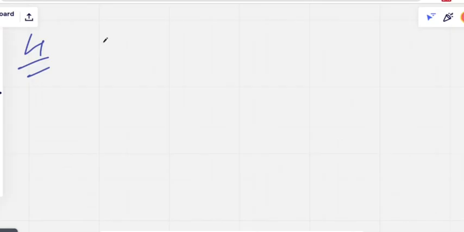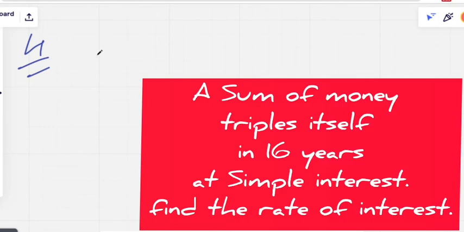When a sum of money becomes m times itself, this is very important for any competitive exam you write. Mostly in bank exams or railway exams, this is the examiner's favorite question. Let's directly jump into a question so you will understand clearly. I'm reading the question for you. A sum of money triples in 16 years at simple interest. Find the rate of interest.